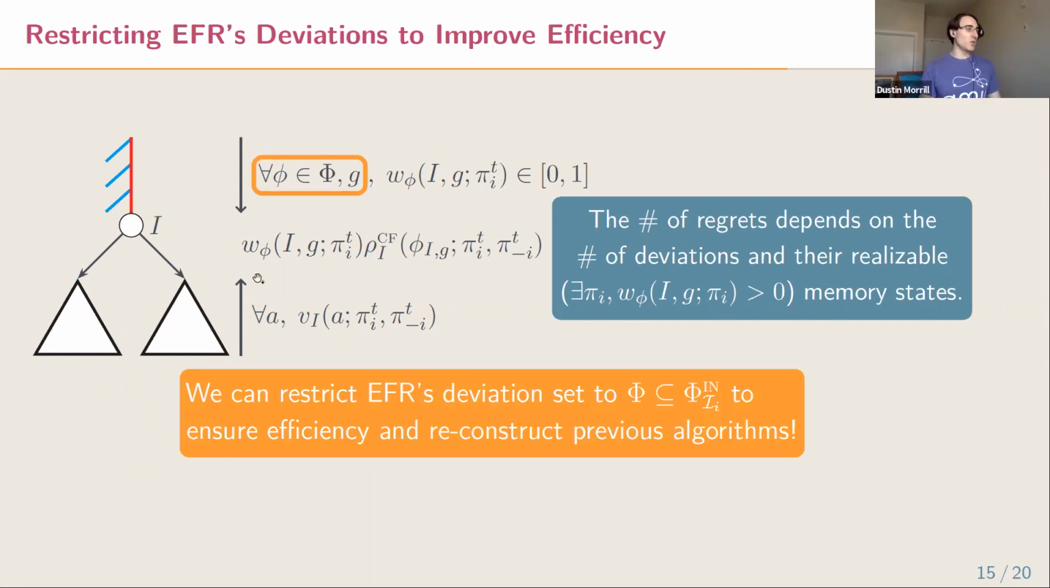But what we can do is actually really simple. We can just restrict the deviation set that we allow EFR to use to be some subset here of the behavioral deviations to make sure that our algorithm is going to be efficient. And that also allows us to reproduce algorithms that have been previously described within this kind of CFR family.